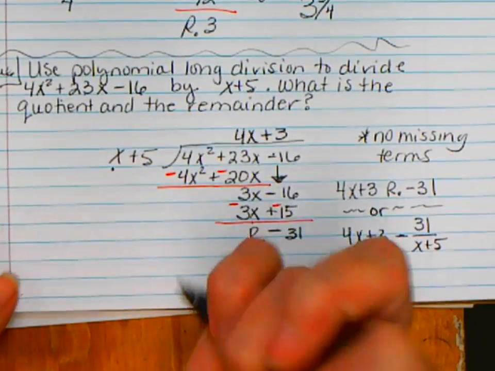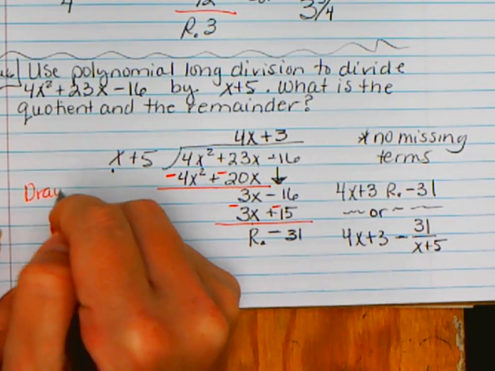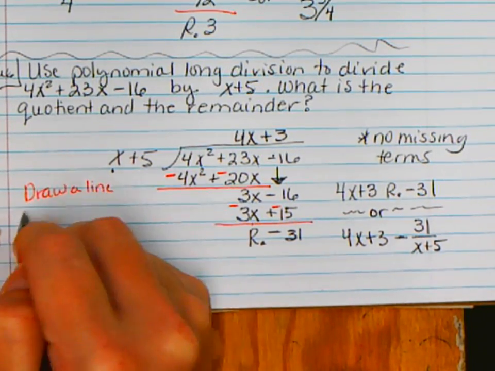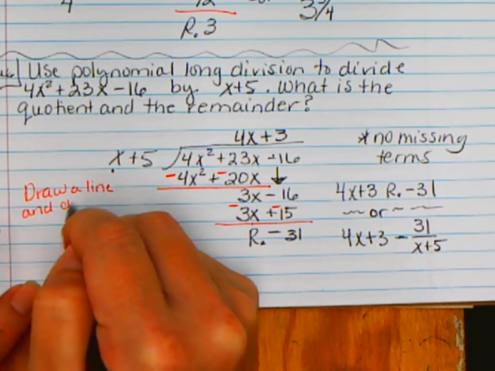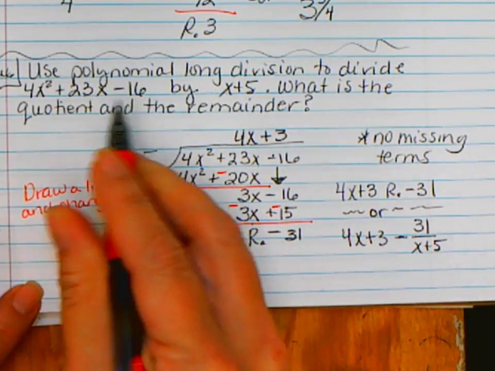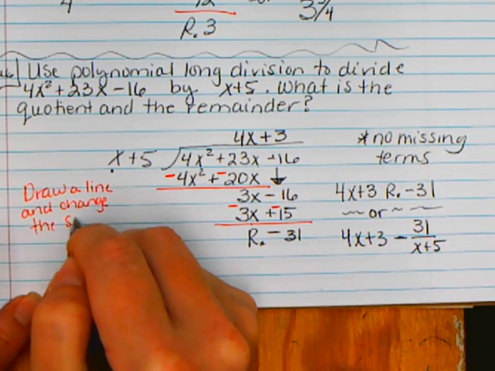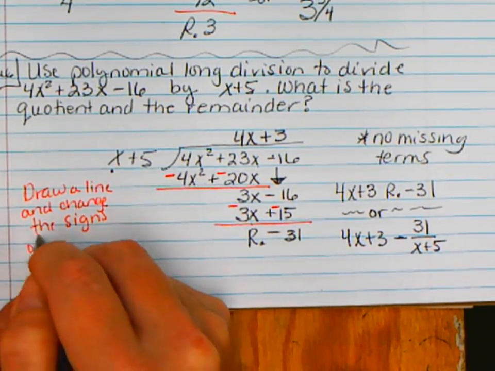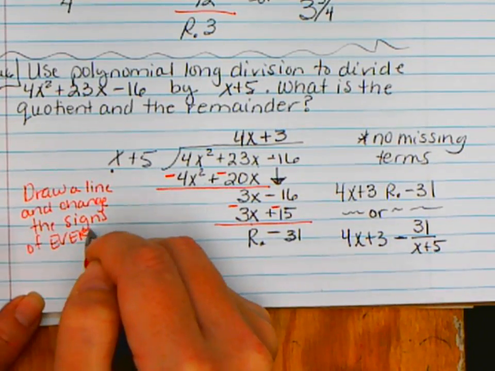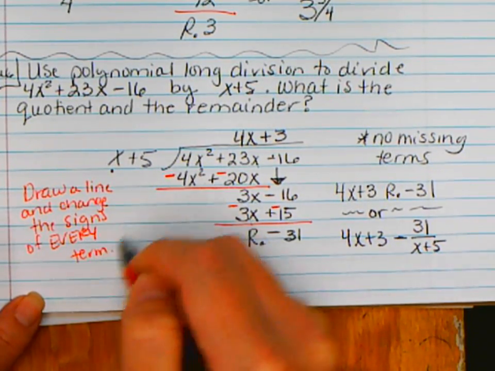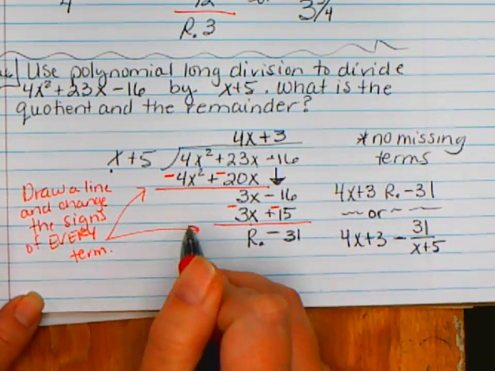Make myself a little note here. Draw a line and change the signs of every term. We did that here and here.